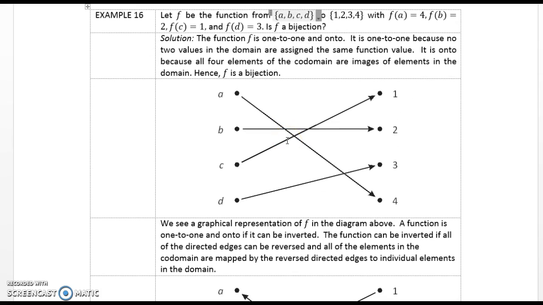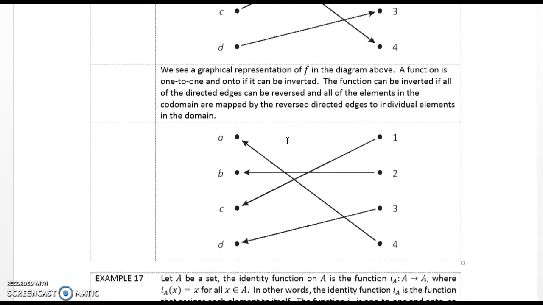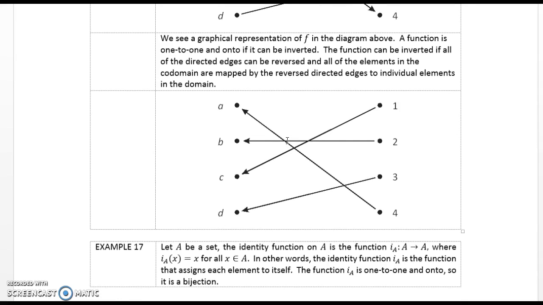Example 16. Let f be the function from {a, b, c, d} to {1, 2, 3, 4} with f(a) = 4, f(b) = 2, f(c) = 1, and f(d) = 3. Is f a bijection? The function is one-to-one and onto. It is one-to-one because no two values in the domain are assigned the same function value. It is onto because all four elements of the codomain are images of elements in the domain. Hence, f is a bijection. We see a graphical representation of f in the diagram above.